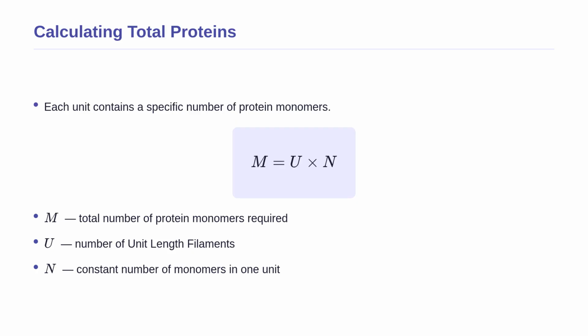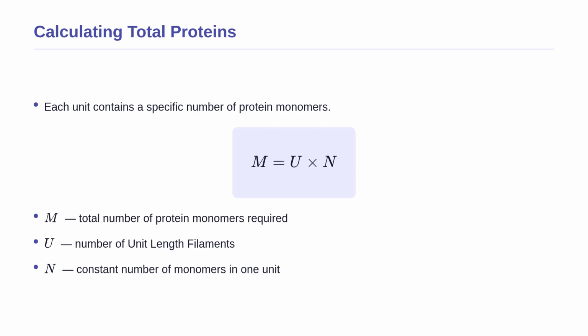Knowing the number of units brings us to our final question. How many individual proteins are required in total? To find this, we use the formula M equals U times N. Conceptually, since each unit is made of a fixed number of proteins, we just multiply the number of units by the proteins per unit. M represents the total number of individual protein monomers needed.